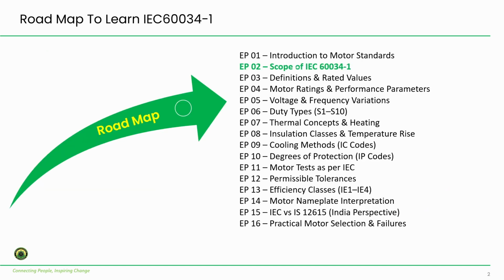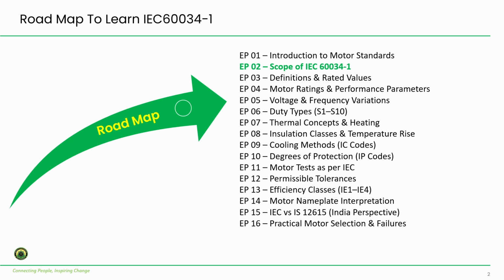Before we go deep into individual clauses of IEC 60034, let me show you the complete learning roadmap for this series. This flowchart will help you understand where we are and what is coming next. Already we have seen the introduction to motor standards, and now we are going to see the scope of IEC 60034-1 in this episode. Then we clearly define what motors are covered and what are excluded, so we never misuse the standard. In coming videos, we are going to see definitions and rated values.